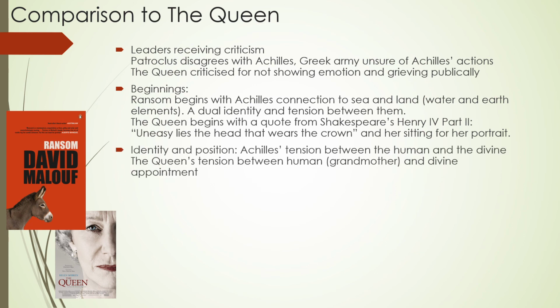Identity and position. So Achilles' tension between human and the divine, and the Queen's tension between the human grandmother and the divine appointment. Throughout the film, we get the Queen's tension between being a grandmother, and that's actually named in her final tribute to Diana. One of the additions from Tony Blair's cabinet is, can you say as a grandmother, not just as your queen, but as a grandmother? So that's named. But the Queen also is in a position which officially is given to her by God through hereditary. So she's born into it, and God has appointed that she should fulfill that role as queen, which is a similar thing to Achilles. So the divine and the human.